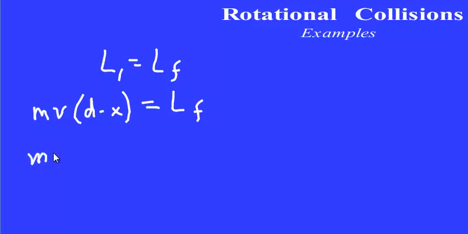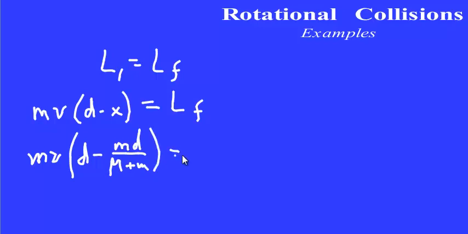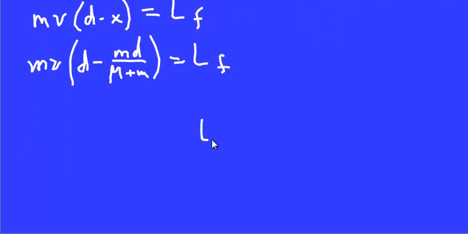Now I'm going to substitute. Remember, we derived a value for x, right? So I'm going to put that in there. But that's from our center of mass equation. Now you can see why I used the center of mass. So it's going to look like this. And with a little bit of algebra, we can reduce this to the following.